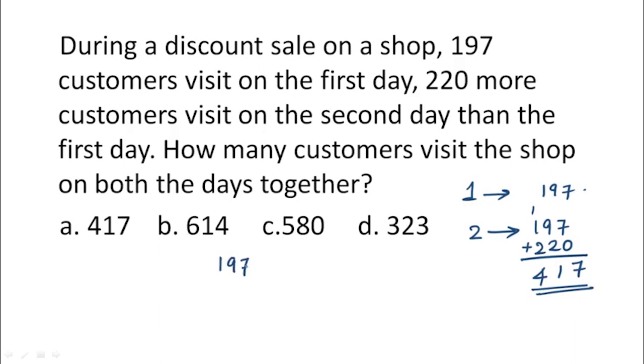So on the first day, 197 customers visit. On the second day, 417 customers visit. Add these two. What is 7 plus 7? 14. 1 carryover. Stop at this point and mark your answer as option B. When you add these two numbers, the answer that you get ends with a 4. And there is only one option which ends with a 4. And that has to be your answer. So the correct answer here is option B.